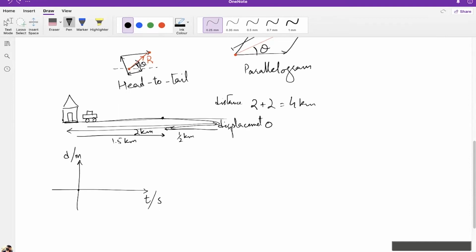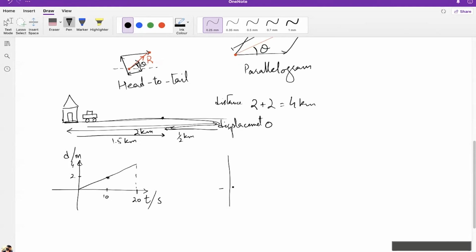You went from here to 2 kilometers. Maybe you took 10 minutes and then another 2 kilometers. So you took overall maybe 20 minutes or 20 seconds, sorry. So that is a distance graph. You're increasing the distance. This is where you thought that, oh, I should return, and then you came back.